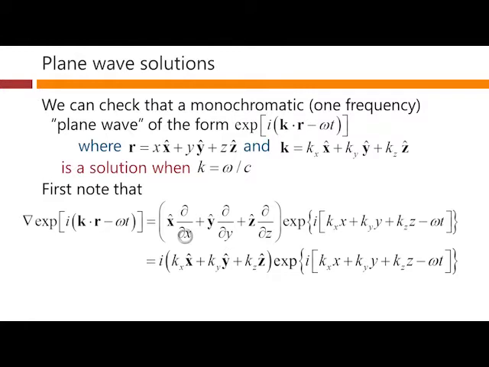Well, that's quite straightforward. d by dx of e to the i kx x is just i kx times e to the i kx x. And that happens for each of the other coordinate directions as well, so we just end up adding up these three parts to get our entire derivative here, our gradient. And of course, that is just k that we have here, and this was just always k dot r, we just multiplied it out. So the gradient of e to the i (k dot r minus omega t) is i k e to the i (k dot r minus omega t).